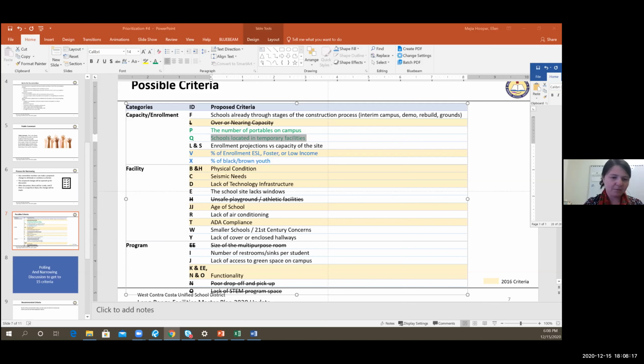All right, do we have any other combining before we vote on these? Hearing none, I think we'll launch this and then we'll move on to the next round of potential removal of items. All right, so we're going to launch these two. The first one, just in case people didn't remember, was the ones highlighted in blue, combining those two together. The second one is this combination of number of portables and temporary facilities.